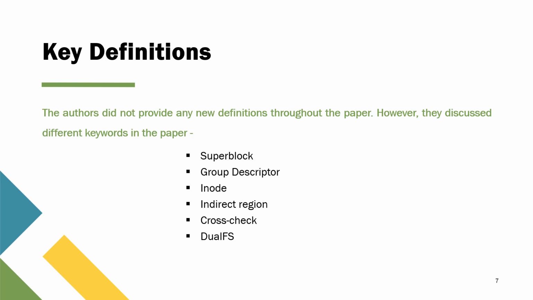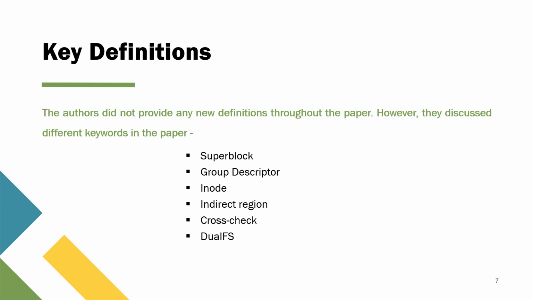Now I will talk about the key definitions. The author did not provide any new definition throughout the paper. However, they discussed different keywords in the paper. The first keyword is the superblock. It refers to the collection of metadata that can be related to the properties of a file system. The next keyword is group descriptor.